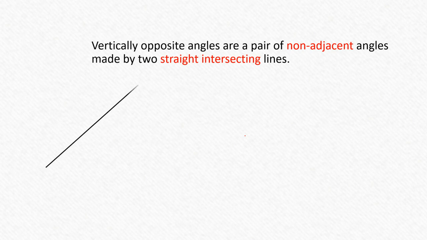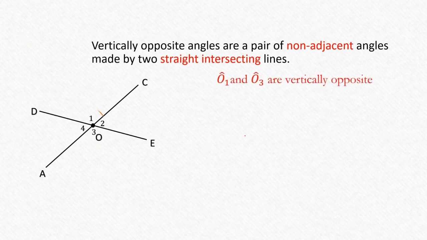Okay, so we have the intersecting lines there, AC and line DE. They intersect at O. You see that? So we have our angles there. Angle O1 and angle O3 are vertically opposite.